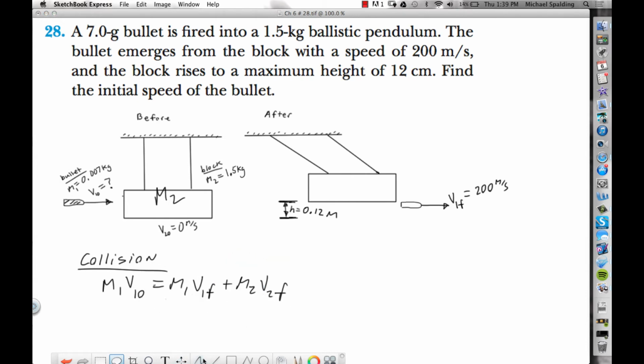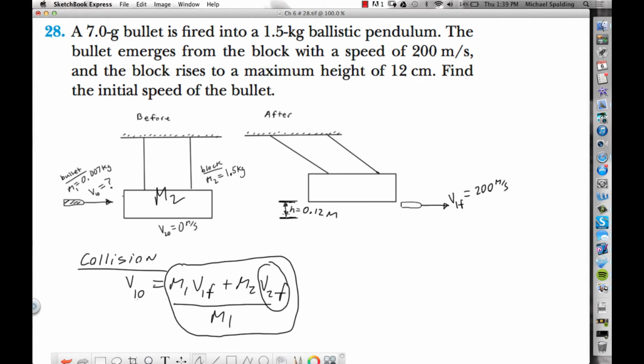All right, now what we're trying to find here is the initial velocity of the bullet. So what we'll do here is divide both sides by M1. Then over here, the M1s cancel, right? So let's just get rid of those M1s. So the initial velocity of the bullet is going to equal this. And we have everything here except one thing. What are we missing? V2 final, which is the final velocity of the block.